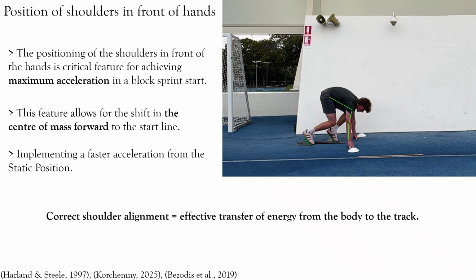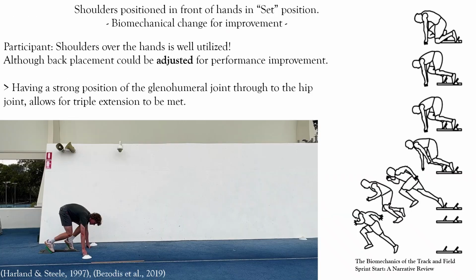Positioning the athlete's shoulders in front of the hands reduces horizontal distance from the start line and moment arm, enabling powerful extension. Correct shoulder alignment results in a smooth transition from the set position to dynamic movement, allowing for forward linear momentum when pushing against the block pedals. This critical feature enables the sprinter to effectively transfer energy from the body to the track, enhancing forward propulsion while maintaining optimal balance during the initial phase of the sprint race.